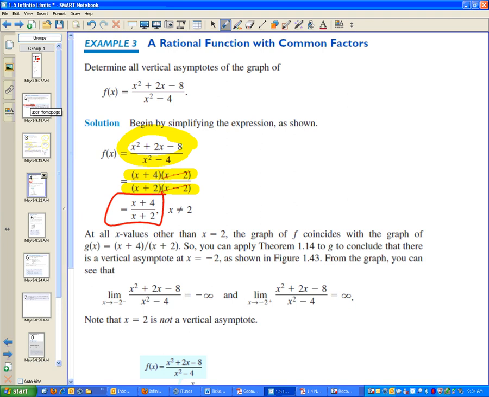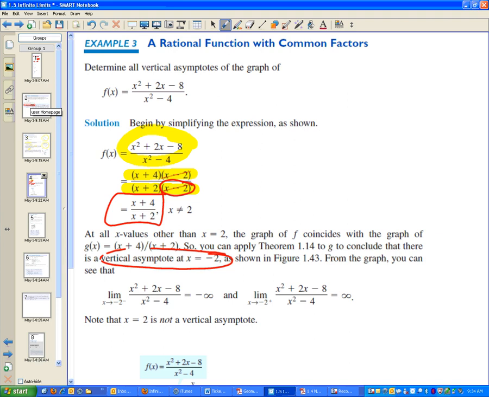Well, doesn't that mean that x equals -2 has to be a vertical asymptote? There was a discontinuity at 2, but we removed it. So that was just a hole. We removed it. Okay? But here we have this non-removable discontinuity where the denominator equals 0, so x equals -2 is a vertical asymptote. Okay? And that's what our theorem tells us.